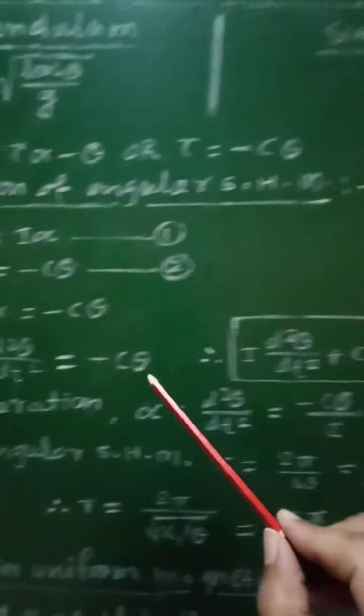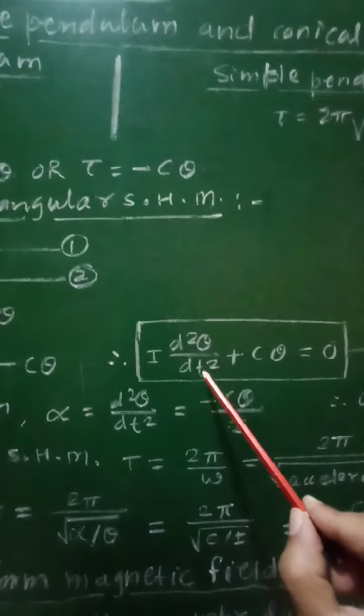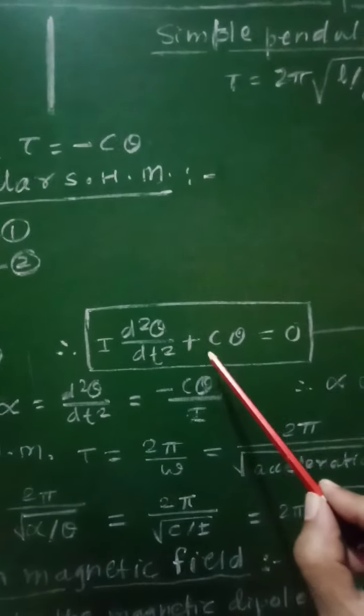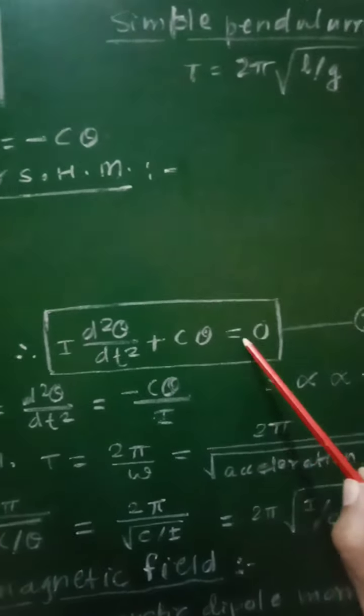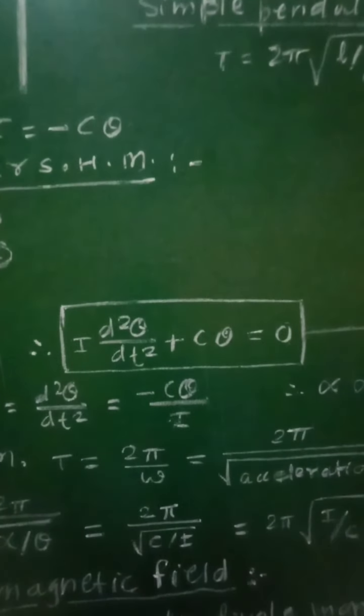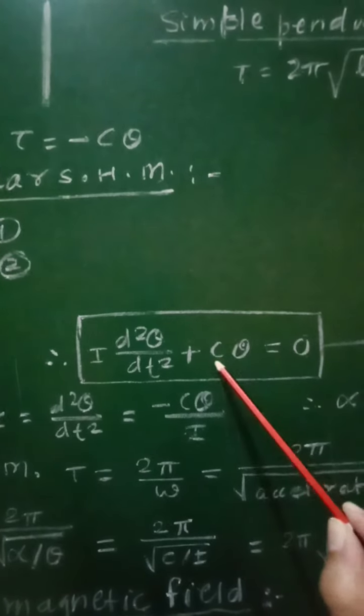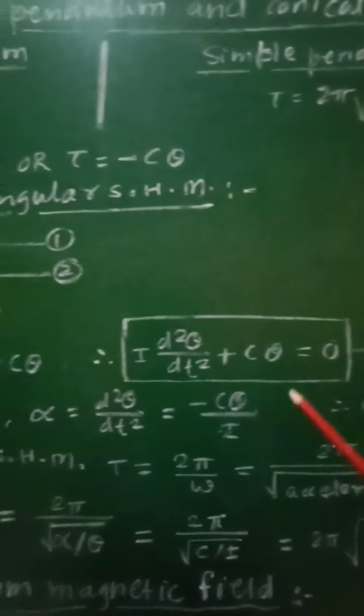Therefore, taking this minus term towards the left, we can write I d²θ/dt² + cθ = 0 as equation number 3, and this third equation represents the differential equation of angular SHM, that is I d²θ/dt² + cθ = 0.